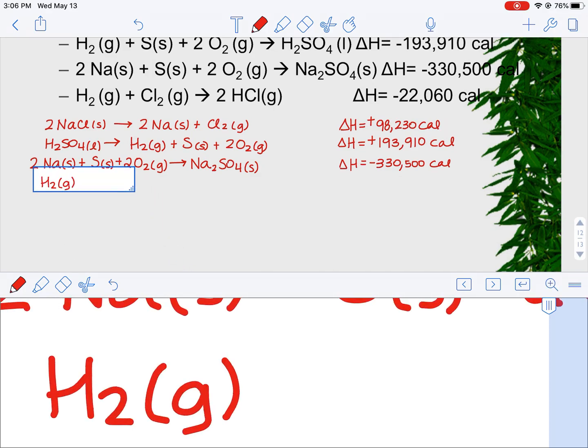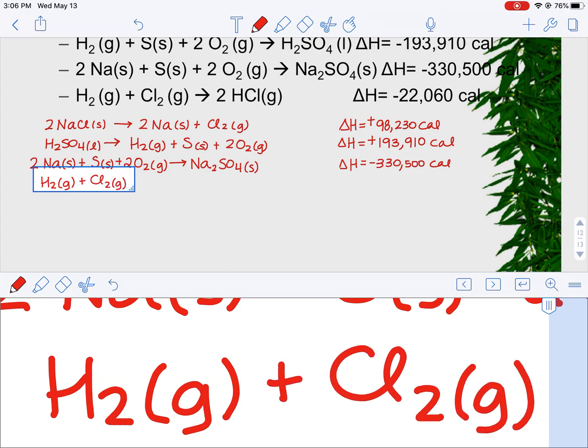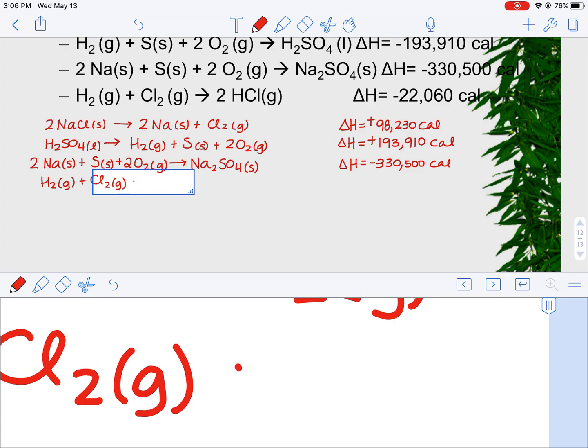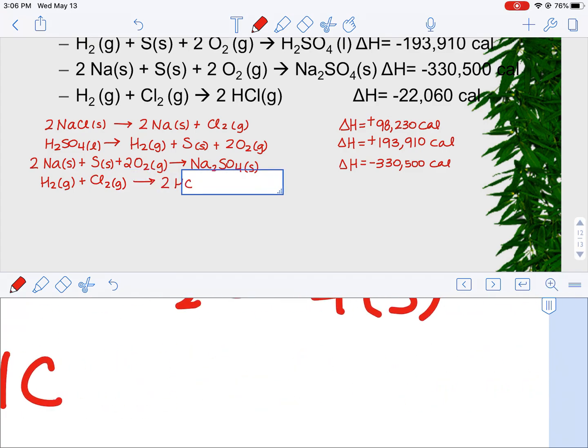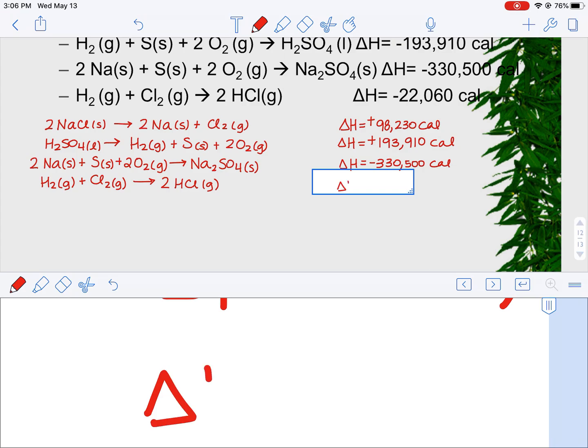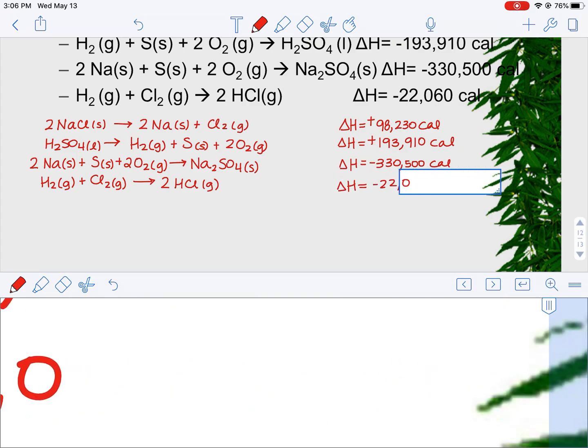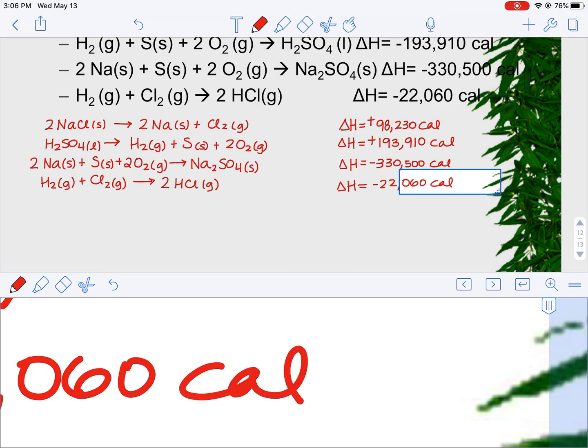Let's copy it down. 1 mole of hydrogen gas reacts with 1 mole of chlorine gas to produce 2 moles of hydrogen monochloride gas. If we did not manipulate the reaction, we will not manipulate the enthalpy. 22,060 calories of energy are released in that reaction.